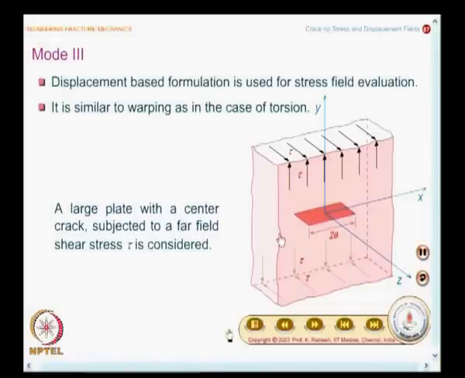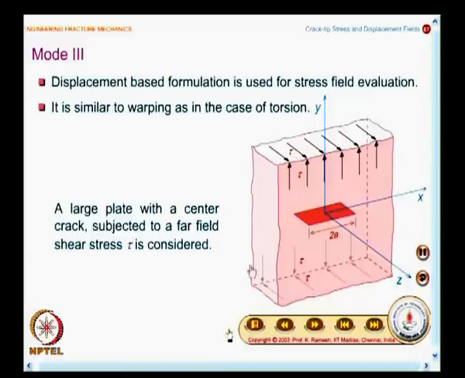In the case of mode 3, we have taken a through-the-thickness crack, and it is subjected to anti-plane shear. One of the students expressed difficulty in visualizing this kind of loading situation. In fact, if you look at your assignment 2, I have given a variety of problems that are commonly encountered in engineering practice, and I asked you to identify the mode of loading.